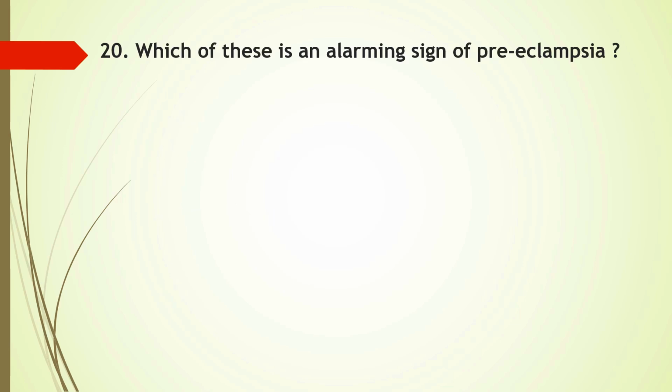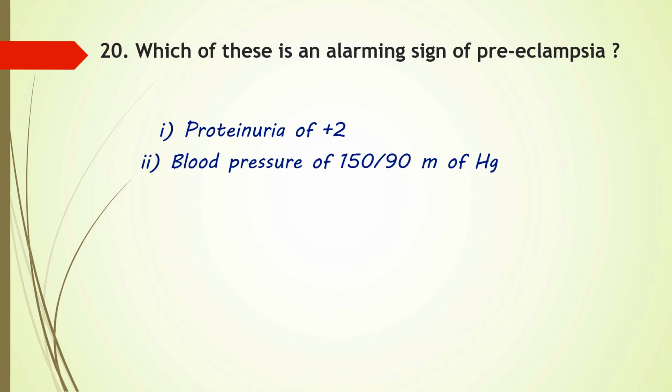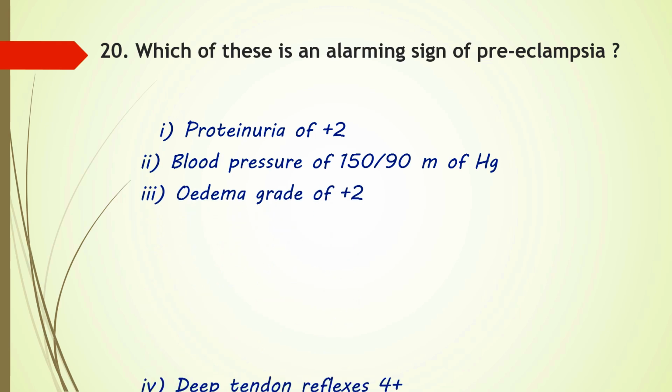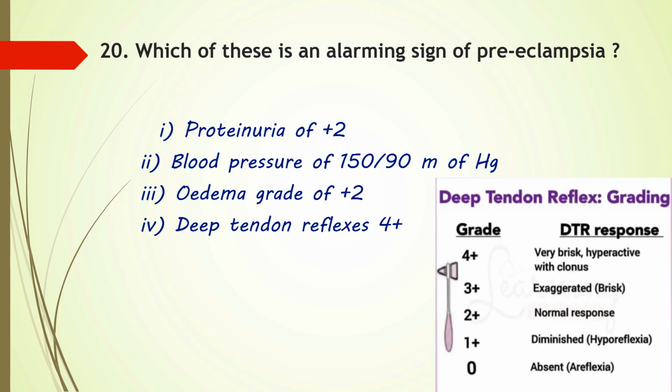And the last question of this quiz session is, which of these is an alarming sign of preeclampsia? Options are proteinuria of +2, option 2 blood pressure of 150 by 90 mm of Hg, option 3 edema grade of +2 or option 4 deep tendon reflexes 4+. A deep tendon reflex grade of 4+ is an alarming sign of severe preeclampsia, indicating extreme central nervous system irritability or hyperreflexia. So here option 4 is the correct answer.